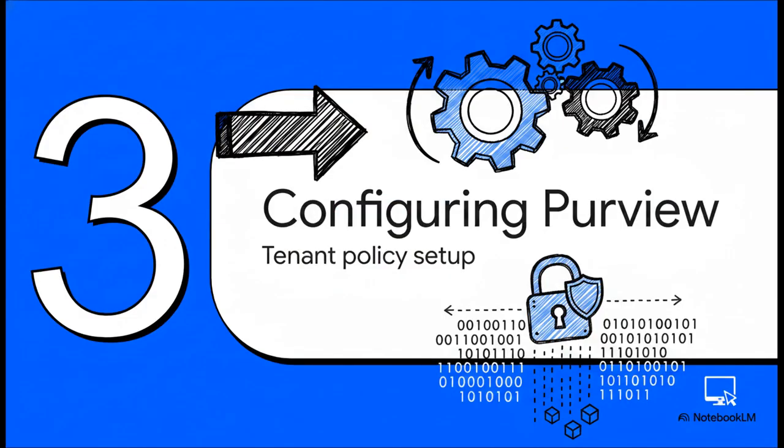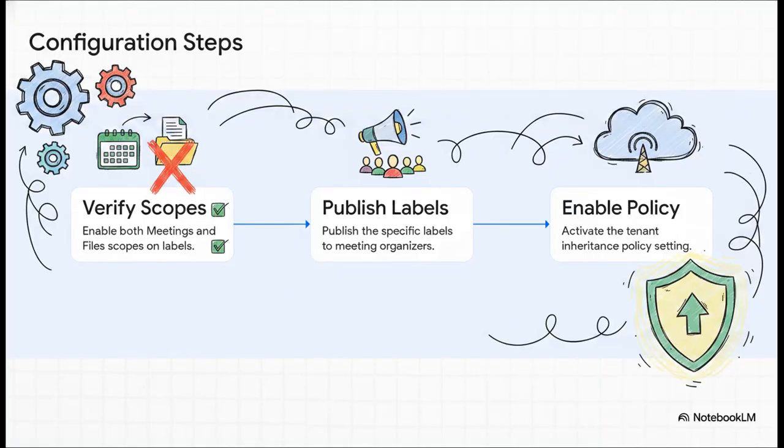All right, Section 3, Configuring Purview Artifact Inheritance. For the IT admins tuning in, let's look at the exact configuration steps you need to get this running in your tenant. Admins, definitely pay close attention to this part. Step 1. Your sensitivity labels will absolutely fail to inherit if you don't verify that both the meetings and file scopes are enabled during setup. This is a super common pitfall. Actually, scratch that. It's basically the number one reason this fails.